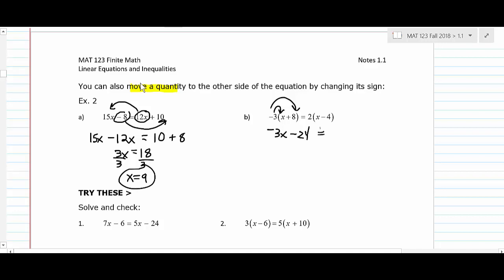Write your equal sign when you go to the right side. 2 times x is 2x. And then 2 times, you can think of that as negative 4. 2 times negative 4 is negative 8. So just put minus 8. So be solid with your distributive property. Make sure that you brush up on that and get that down good. All right, does everybody follow me there?